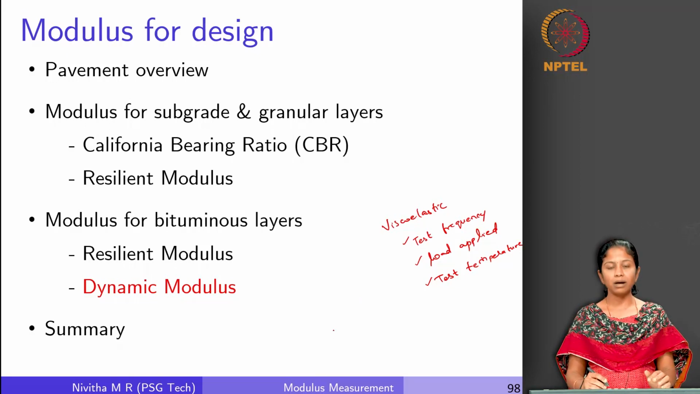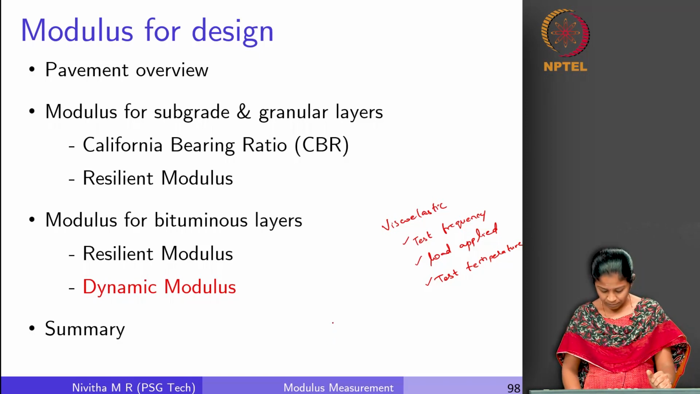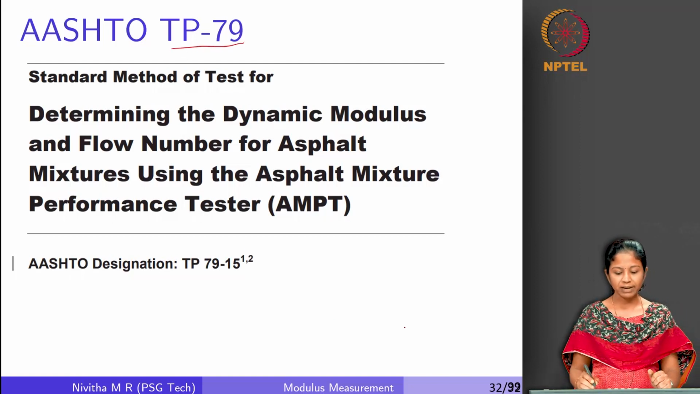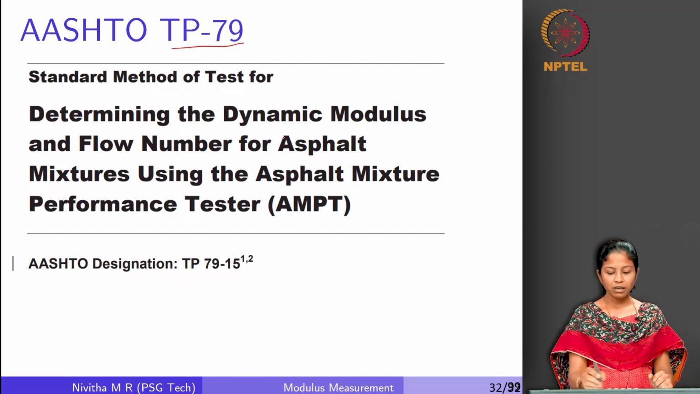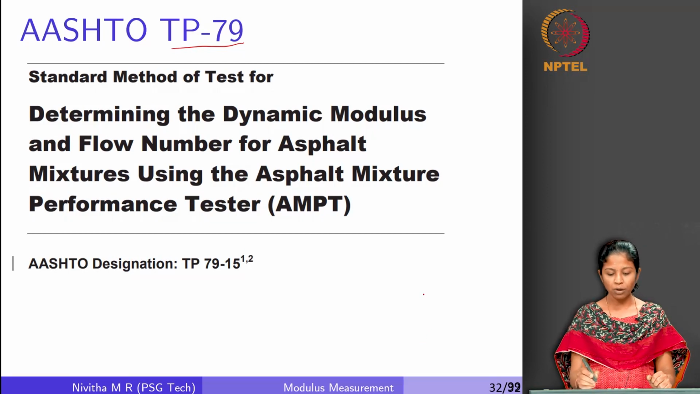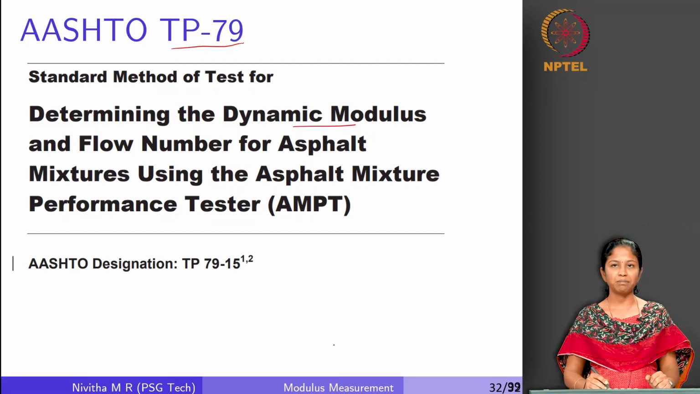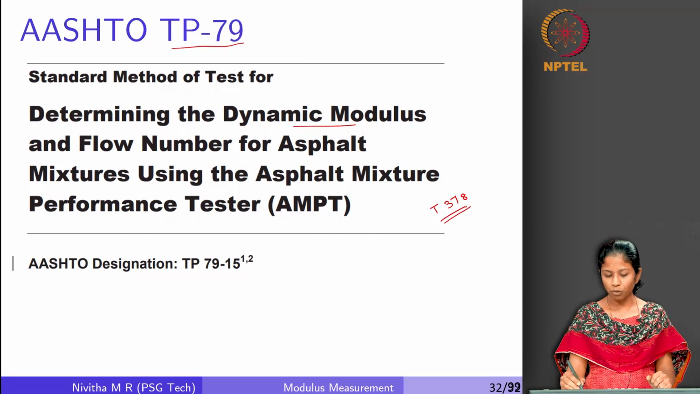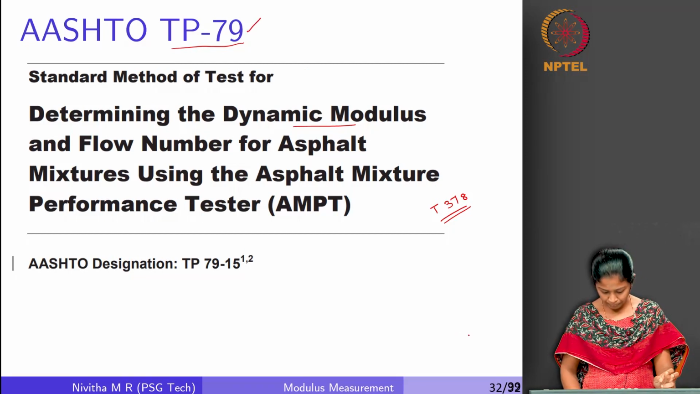So, we now look into the application of dynamic modulus for bituminous mixtures. This particular standard, AASHTO TP79, outlines the procedure for determining the dynamic modulus. In fact, it has additional things, flow time and flow number also, but we are interested in the dynamic modulus measurement part. This was later standardized into AASHTO T378. The procedures are more or less identical in both the codal provisions. So, I am using the TP79 version for this particular lecture.